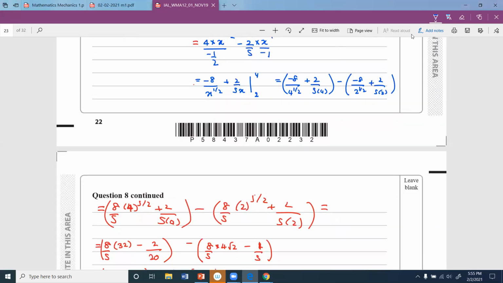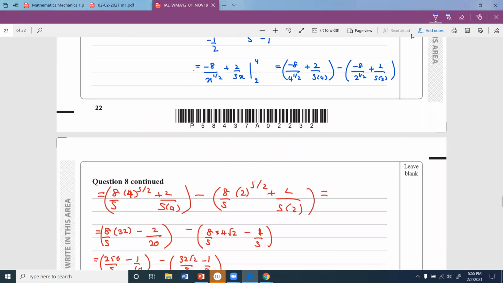Then if you just do it, it's just making an answer. I thought it is wrong. Minus 8 of 4 to the power half is minus 4, to the power half is 2, minus 4 plus 2 over 5, 1 over 10. That is it. Minus this bit is minus 8 over root 2. Minus 8 over root 2 is 4 root 2, and this is 1 over 5.